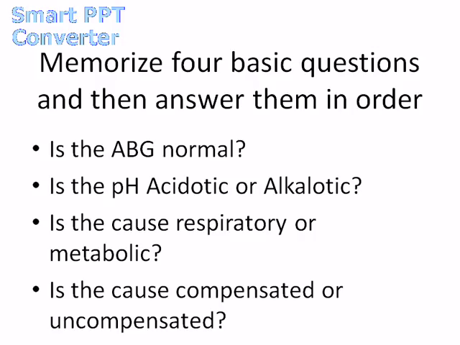And then we want to know if it's compensated or not. Well, what does compensated mean? Compensated means that the pH has moved back into that normal range, and that normal range is 7.35 to 7.45. So it will have moved back into that range, but will still have remained on either side of the 7.40. So it'll either be on the alkalotic side or on the acidotic side. So if the pH has moved back and it's normal, then we have a compensated blood gas.